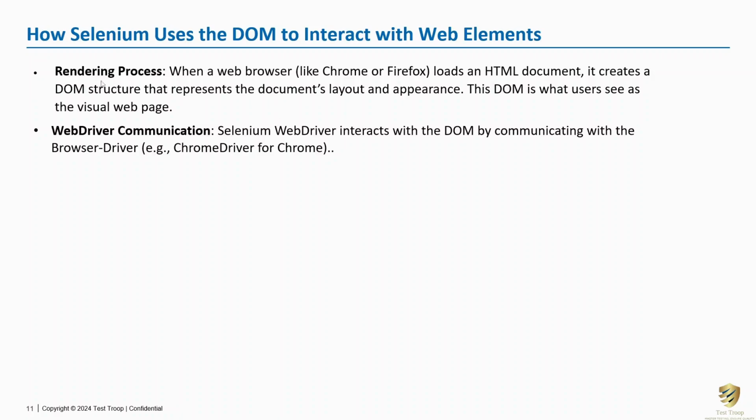These are the two important concepts I thought that I will put into this video. The one is called the rendering process. When a web browser like Chrome or Firefox loads an HTML document, it creates a DOM structure that represents the document's layout and appearance. Okay, whatever you are seeing, visualizing in your web page is the DOM structure of an HTML document. This DOM is what the user sees as a visual web page.